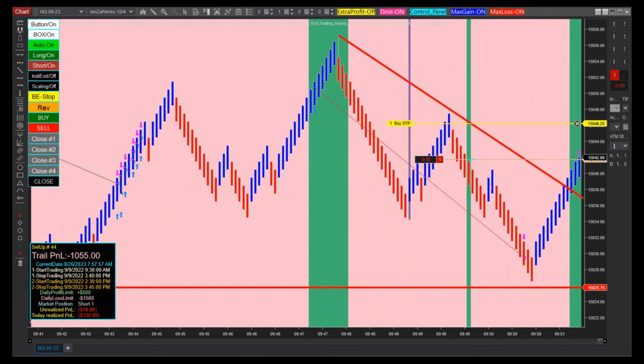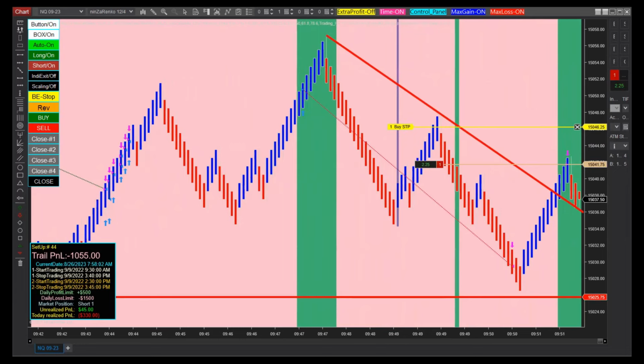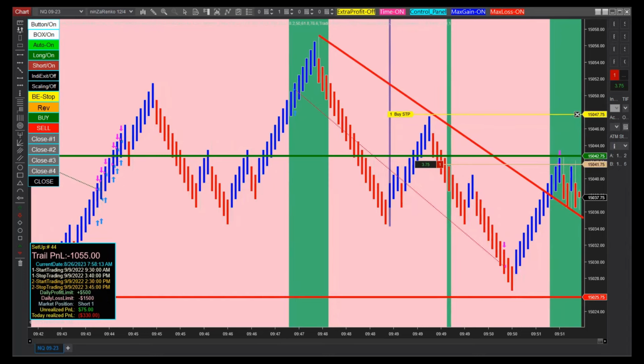Here is a short. Now look how tight this stop is. Because there is no reason for this stop to be any bigger, because again, in the case of a short, it's based on where is the resistance. You see, so it's not an arbitrary stop. It's always based on price action.